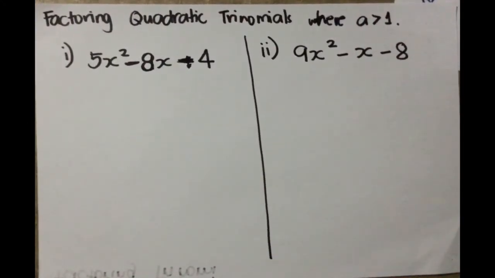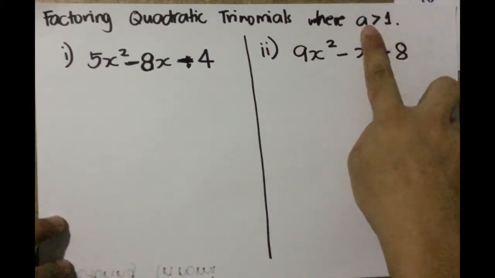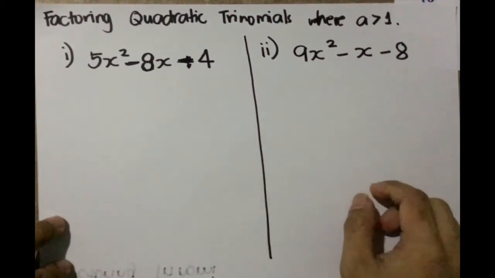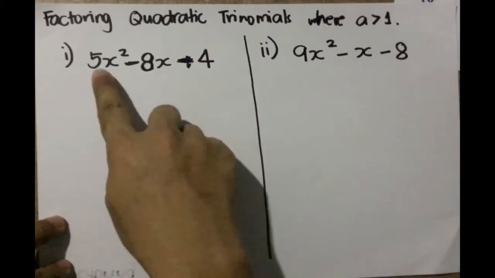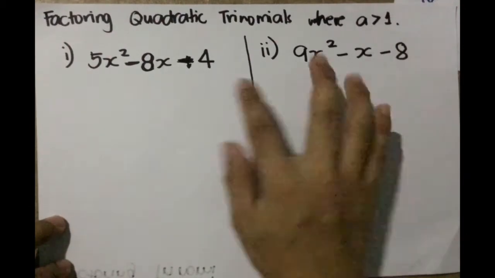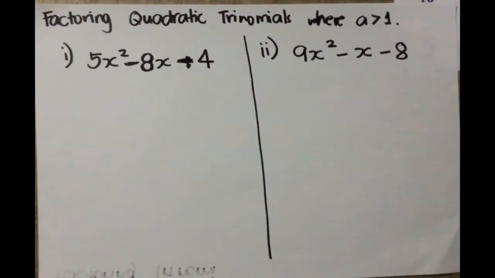This time, we are going to factor trinomials where a is greater than 1. So what is a here? The a here is the leading coefficient that we see. It's easy to factor trinomials with no coefficient in your x squared greater than 1. So how do you factor this kind of quadratic trinomials? I will give you an easy trick in order to factor this.